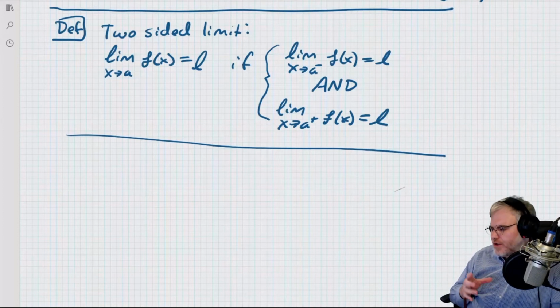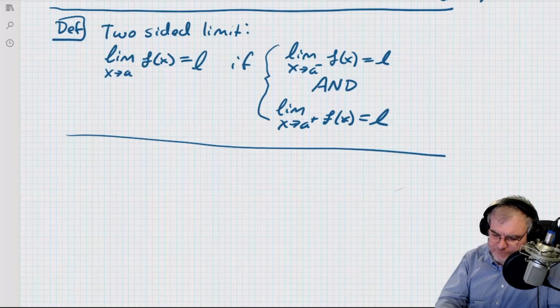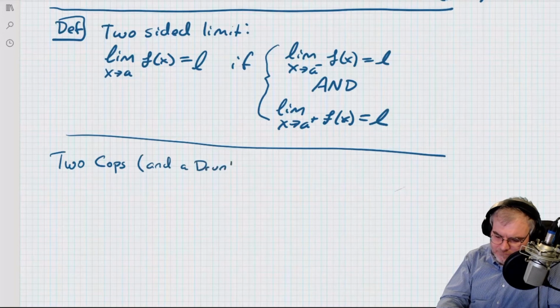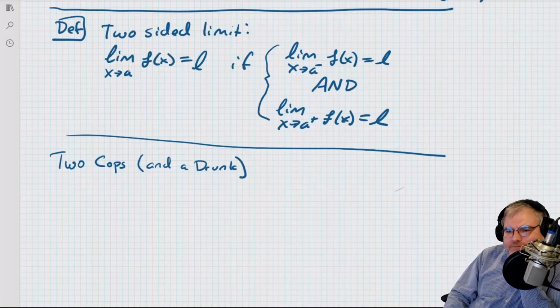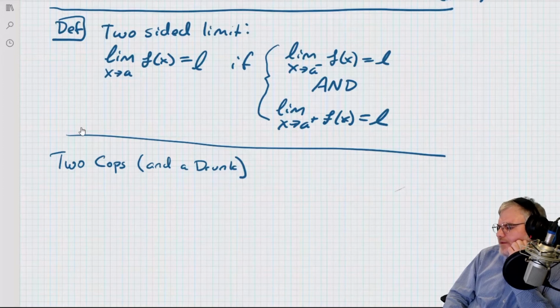So let's look at a function that's a little bit harder to work with. Let's consider the following function. Let's look at sine of x over x. That one's not as nice. Let's look at something else. I'll have to delete that.